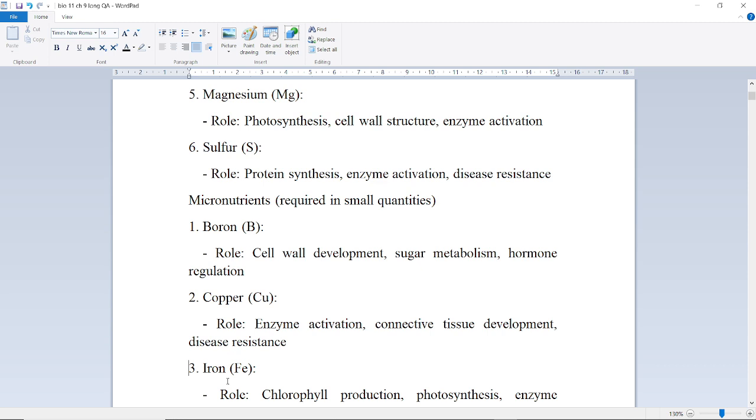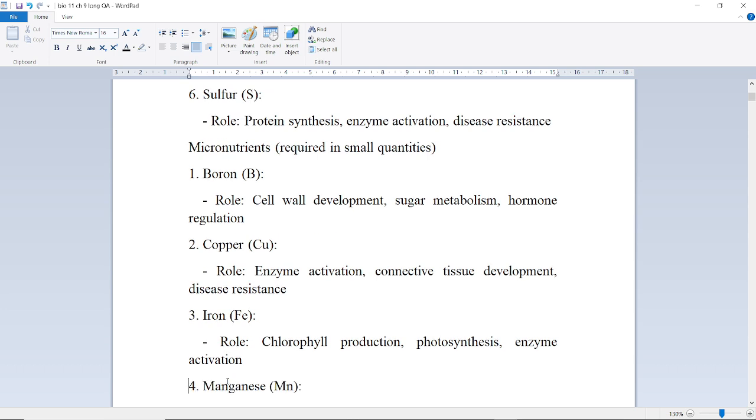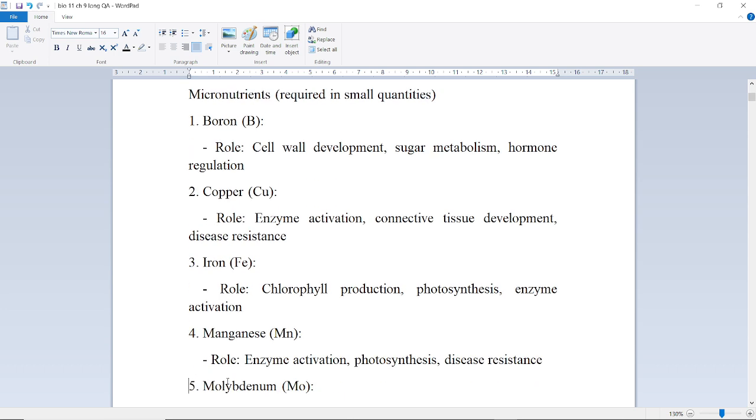Next is micronutrients. These are nutrients which are required in small quantities. These include boron. It plays a role in cell wall development, sugar metabolism, hormone regulation. Next is copper. Its role is in enzyme activation, connective tissue development, disease resistance. Next is iron. Its role is in chlorophyll production, photosynthesis, enzyme activation.